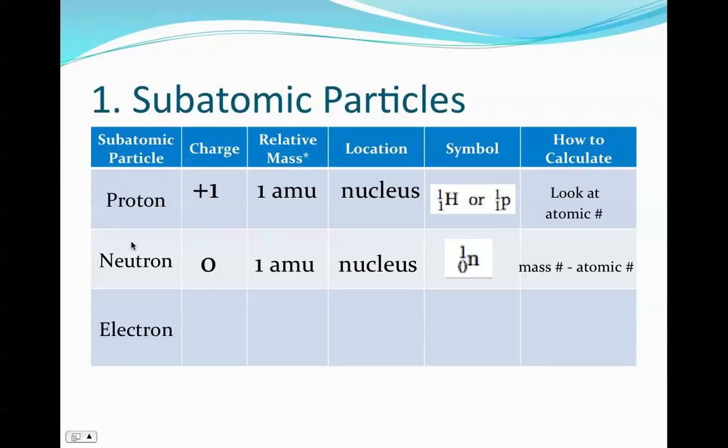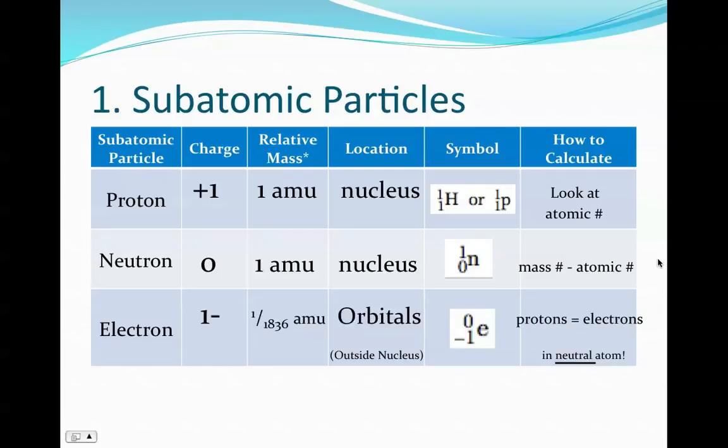A neutron is neutral, that's why I put it as 0, but you can feel free to write neutral there. It also has a mass of 1 atomic mass unit and is also located in the nucleus. That's why we can say the nucleus has most of the mass of the atom. We can determine the number of neutrons by taking our mass number and subtracting out the atomic number. And again, this is a common symbol for a neutron.